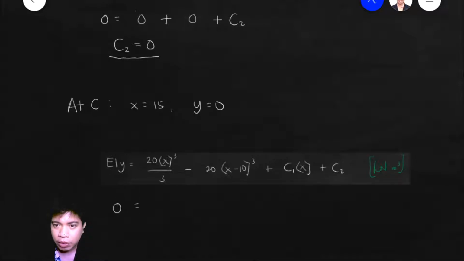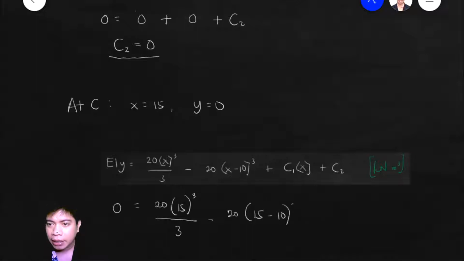0 equals to, okay, so this will be 20 times 15, then cube divided by 3, then minus. Okay, so nag-substitute tayo ng 15 dito, magiging positive yung nasa loob ng pointed bracket. So, kakonsider natin siya. So, minus 20 times 15 minus 10, then cube. Then plus C1 times 15. Okay, then plus 0.